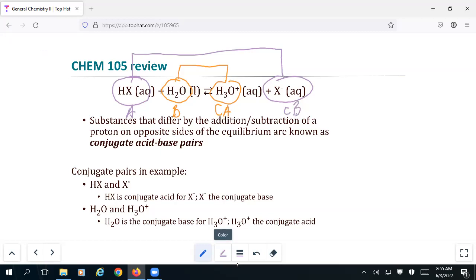So we would call HX the acid and X minus its conjugate base. We would call water the base and the hydronium ion its conjugate acid. Now, it's not incorrect to call them both conjugates of each other. But generally speaking, if we are identifying them in a reaction like this, that is usually the terminology we use: we'll look at things from the perspective of the forward-facing reaction. So one of them is acidic, one of them is basic, and then we have their conjugates on the other side.